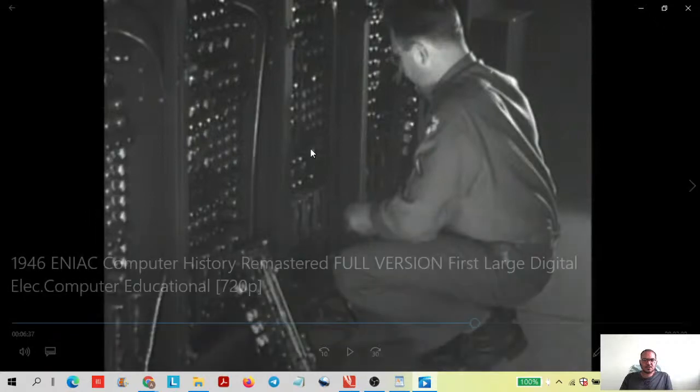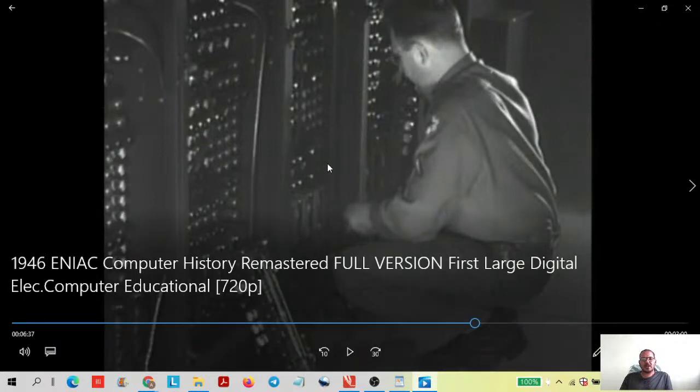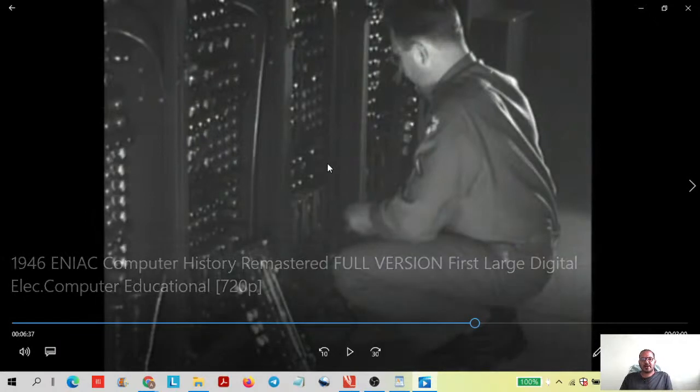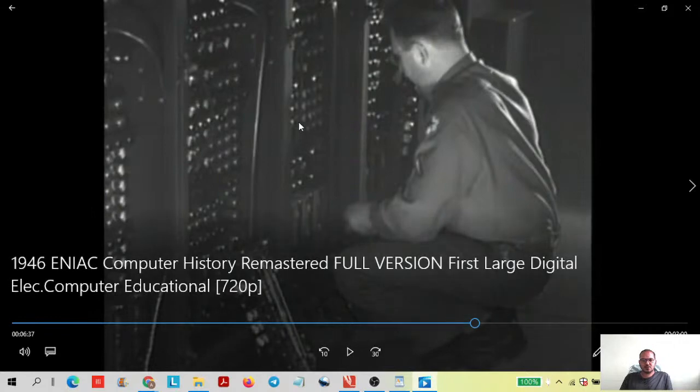So here you can see the first generation, like ENIAC, then EDVAC. Such a large computer needed maintenance, so they used to go inside the computer room and fix those panels.